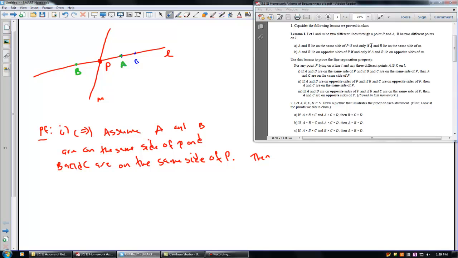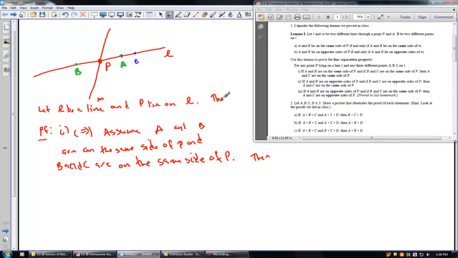Well, you can just say A and B lie on the same side of M. Oh, I guess I need to make a line here. So I'm going to have to add in a statement for this. Why don't I up here make my assumptions? Let L be a line and P lie on L.